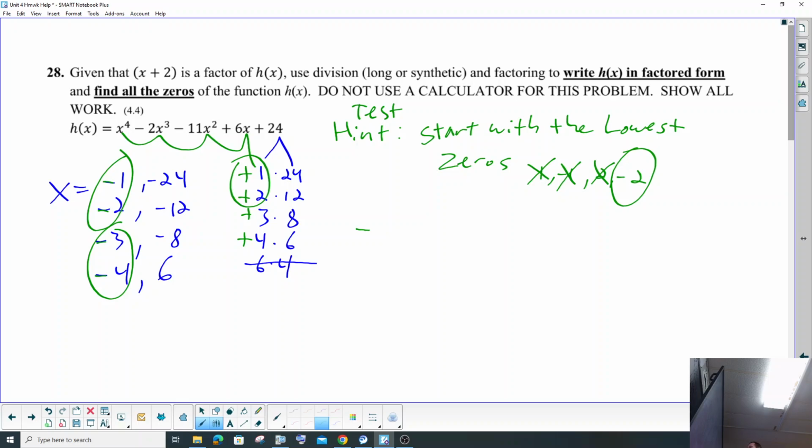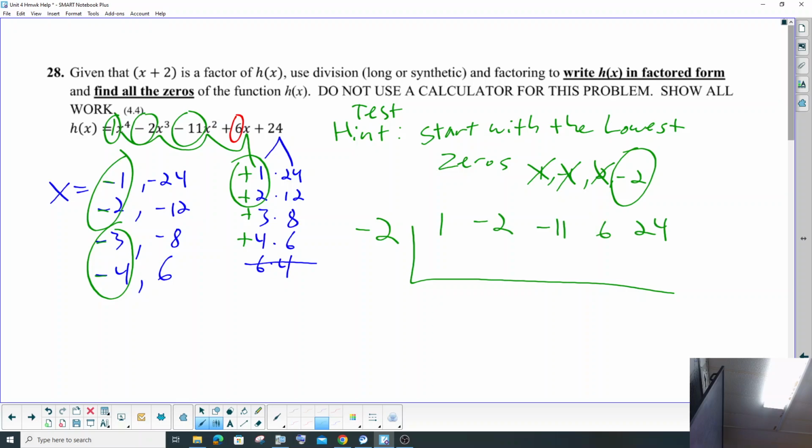So now we're going to use negative 2 as one of our zeros, and we're going to do synthetic division. So 1, negative 2. Leave the x's, don't bring the x's with you. They hurt your feelings. Then the coefficients: 1, negative 2, negative 11, 6, and 24.